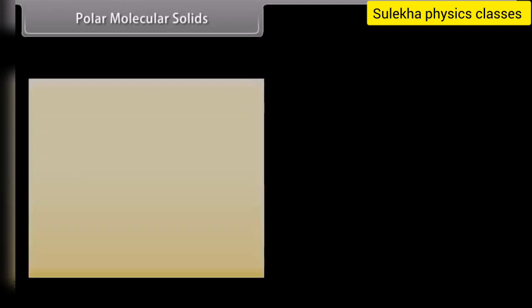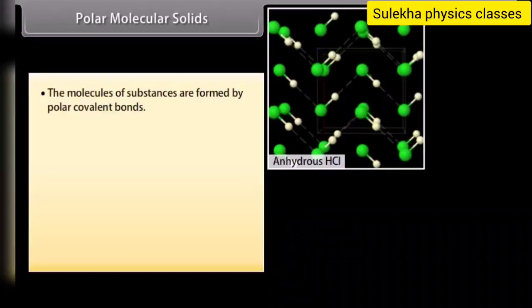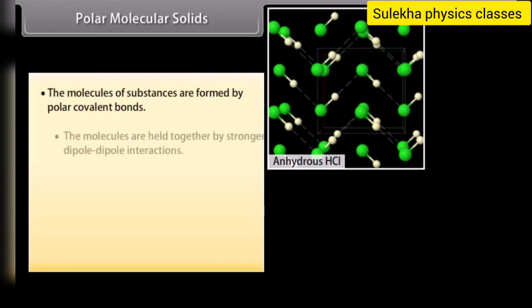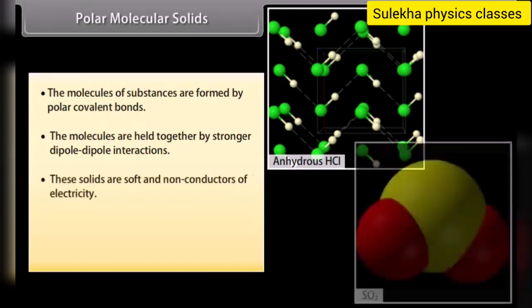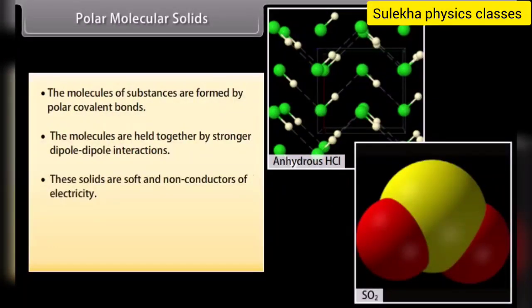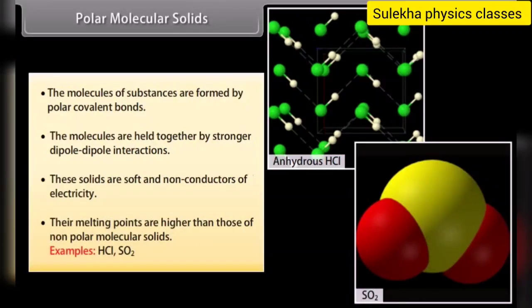Polar molecular solids. The molecules of substances are formed by polar covalent bonds. The molecules are held together by stronger dipole-dipole interactions. These solids are soft and non-conductors of electricity. Their melting points are higher than those of non-polar molecular solids. Examples: HCl, SO2.